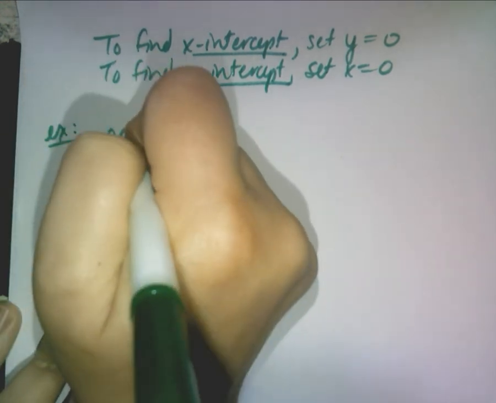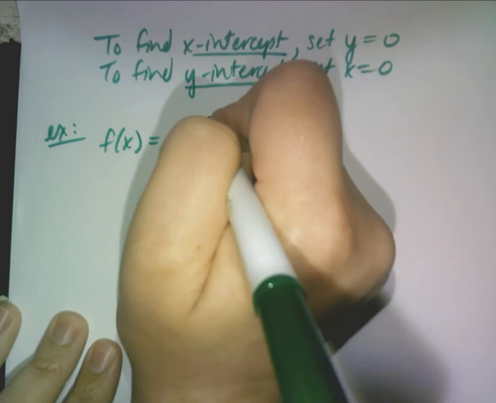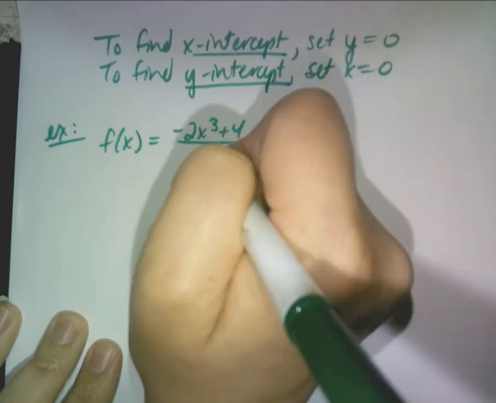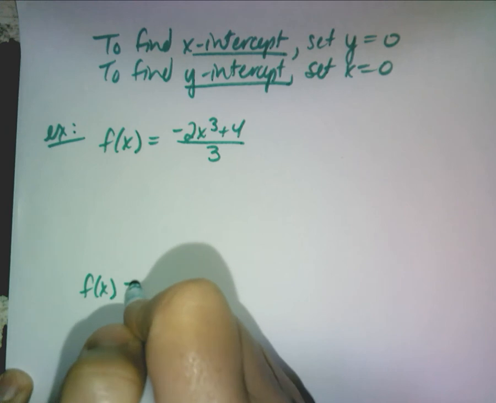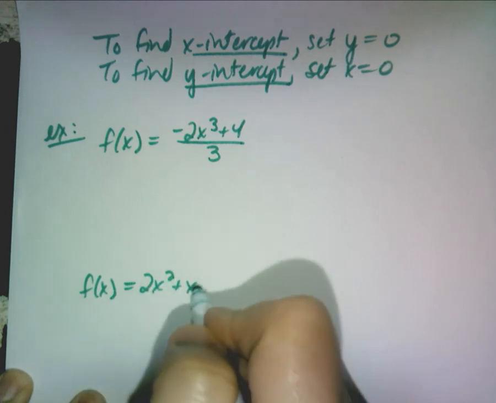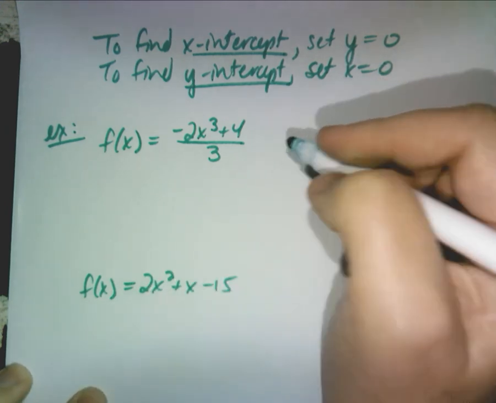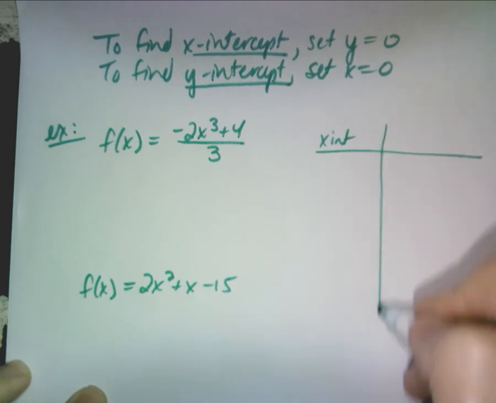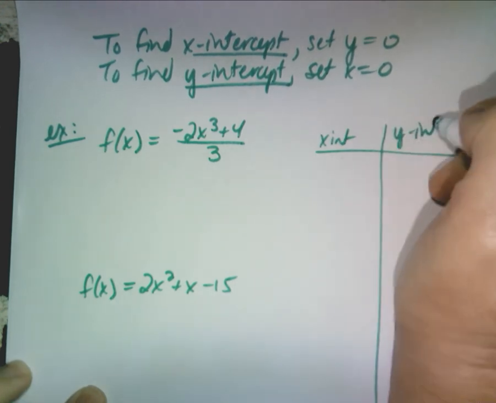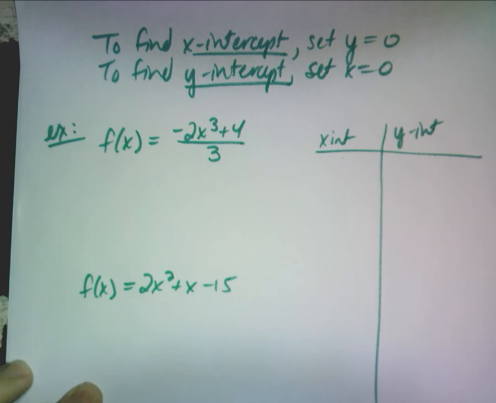All right, so f of x equals negative 2x cubed plus 4 all over 3. And then we will do another one, which I'll write down here. F of x equals 2x squared plus x minus 15. And we are going to find the x-intercept. And we're going to find, I'll just make a big chart here, y-intercept. Okay? And I want you to do it algebraically. I do want you to practice.